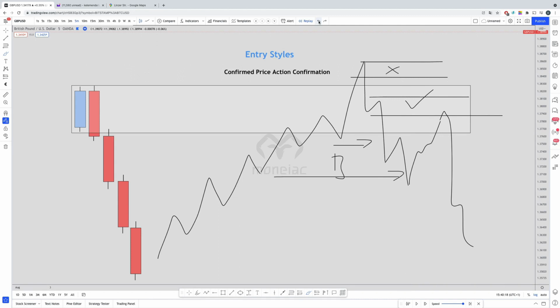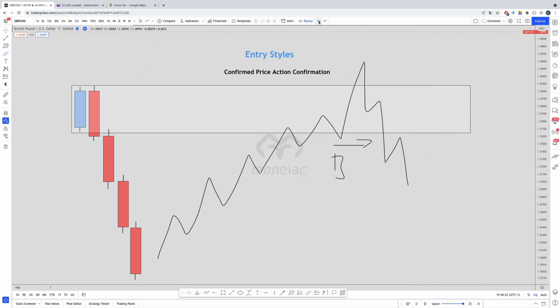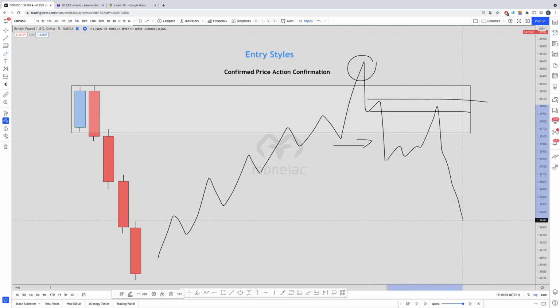So this is the liquidity grab entry. Also a pretty strong and effective trade setup. You should just wait for that break of structure to confirm it for you. Oh, okay, it was just a liquidity grab at this point, and I will wait to get involved here. That's it. That's the whole entry style for this one.